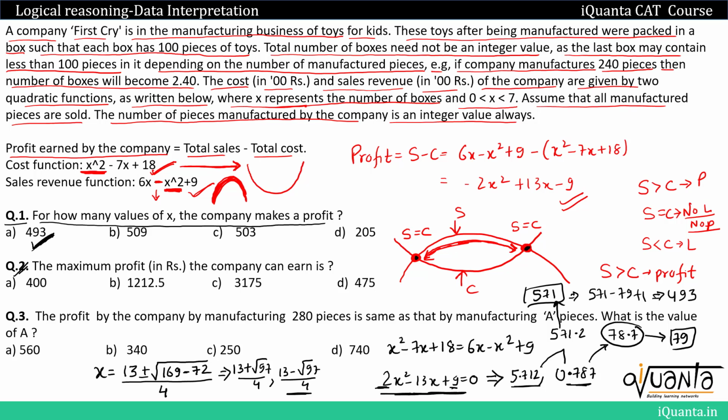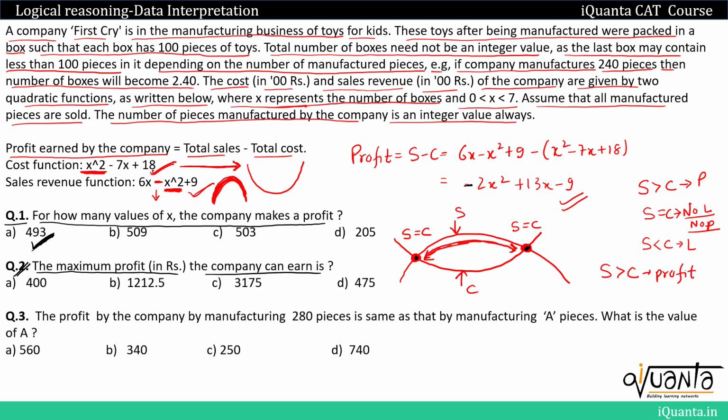The second question is, the maximum profit in rupees the company can earn is. Now we need to find out the maximum profit in rupees. So that means we need to find out the maximum value of the profit function. For that, we have to use the concept of maxima and minima. So let us erase all this and we'll just keep the profit function with us. So we have the profit function, minus 2x square plus 13x minus 9.